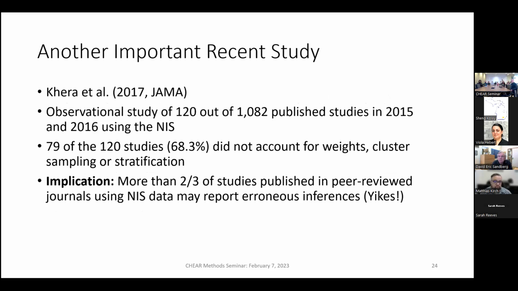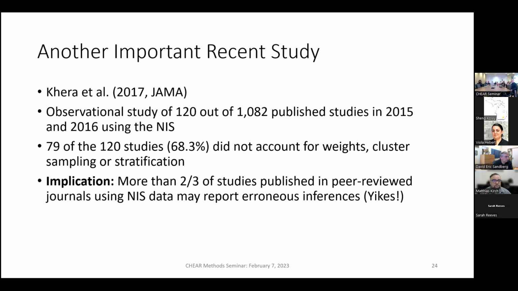There have been other researchers who have done the exact same kind of stuff in a medical area. This paper by CHEAR et al. in 2017 looked at 120 out of 1,082 published studies that used the National Inpatient Sample, which I'll show some examples from. 79 of the 120 studies, more than 2/3, did not account for these features. It's not just me. It's not just ISR. Other people are finding the exact same thing in different sets of research.